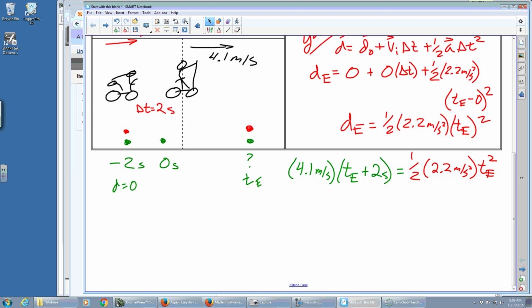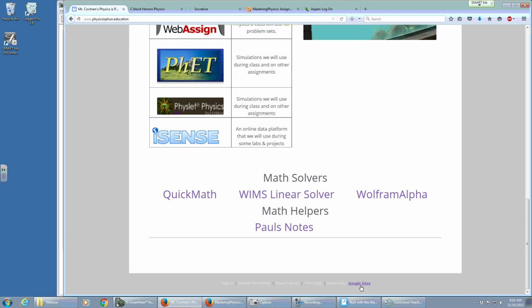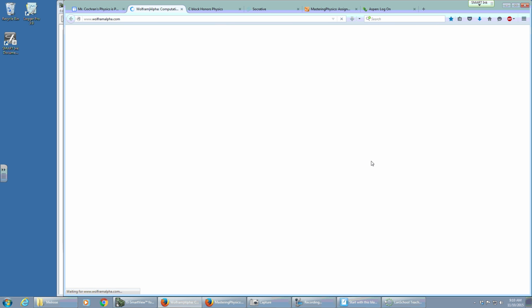Oh, that looks like some less than happy math. So you know what I'm going to do? I'm going to use Wolfram rather than, I don't like algebra, right? So let's grab Wolfram here. Let's see, where do I see here? Down at the bottom of our site where it says Math Solvers. I'm going to grab Wolfram.